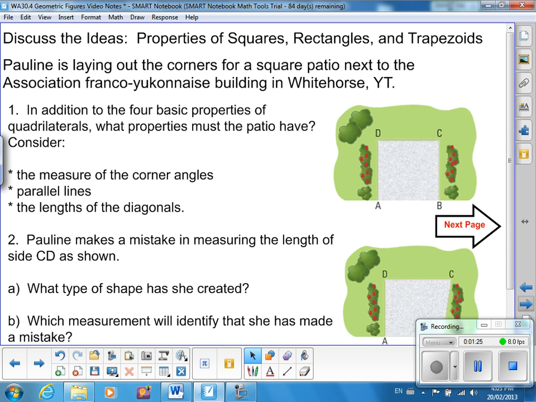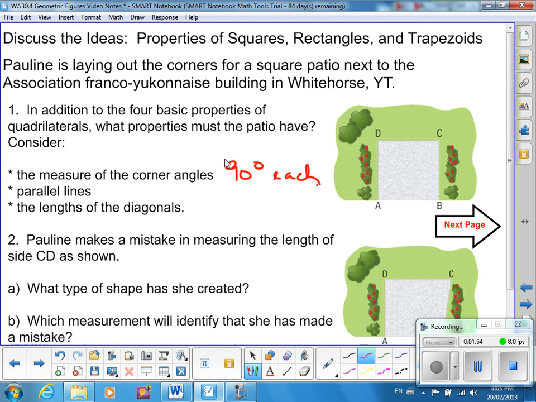All right, properties of squares, rectangles, and trapezoids. Pauline is laying out the corners for a square patio next to a building in Whitehorse, Yukon. In addition to the basic properties of a quadrilateral, what must the patio have? Consider the measure of the corners. So if it's going to be square, what's the measure of the corners? The corner angles have to all be 90 degrees.